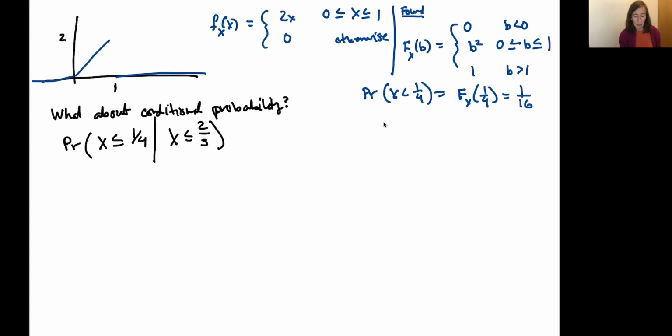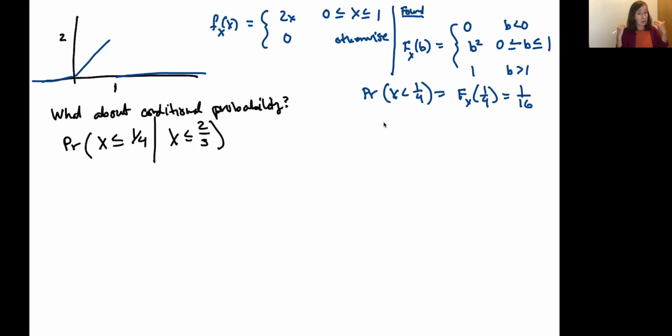If we learn that X is less than 2/3, the probability that X is less than 1/4 should be larger than it was before we knew that X is in the lower range here. Okay, so let's use math to figure that out.